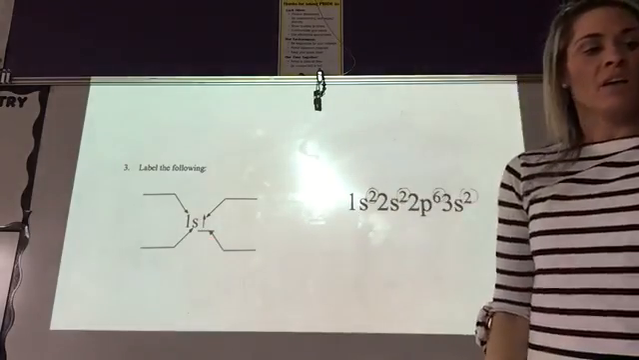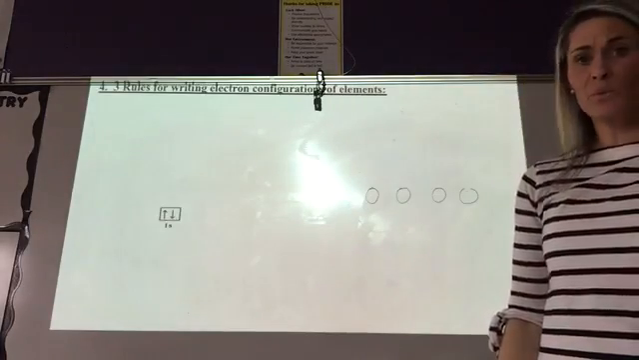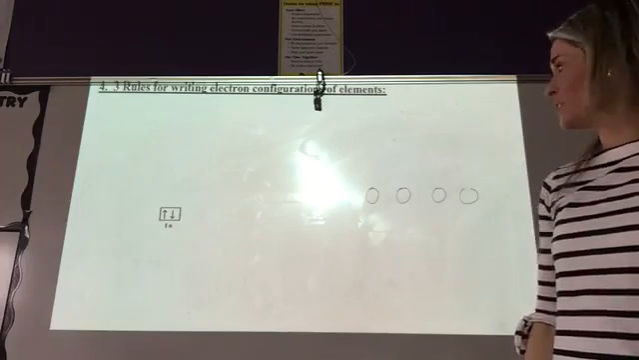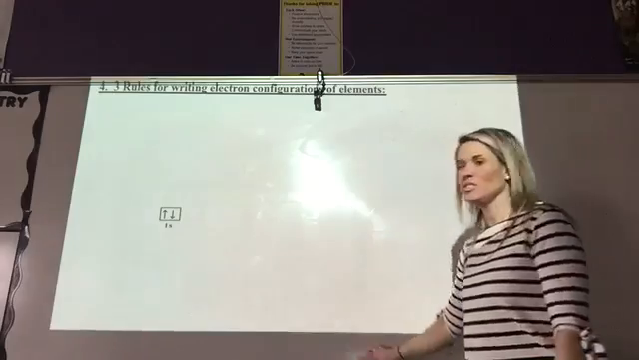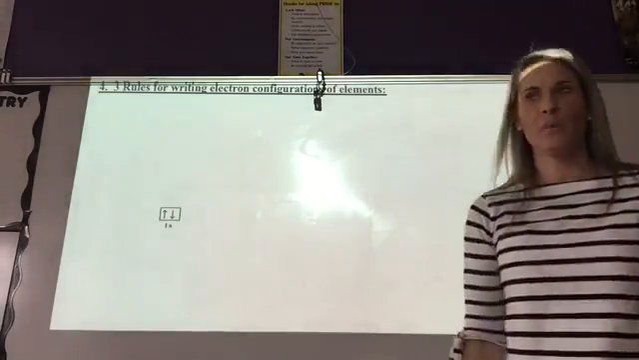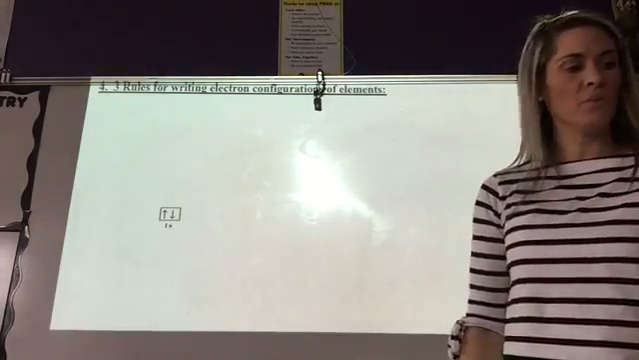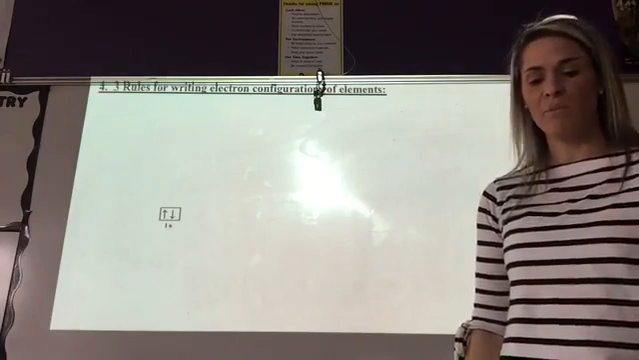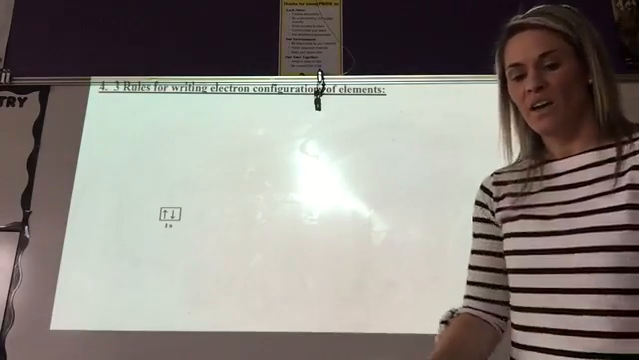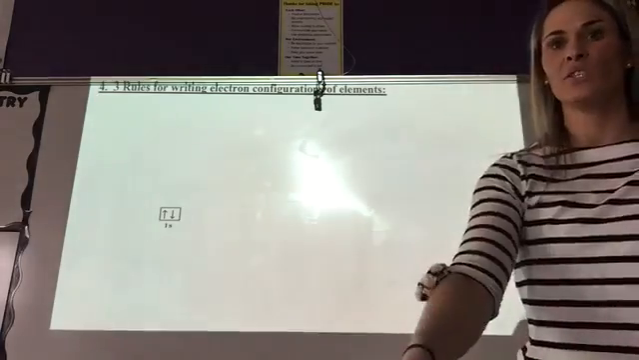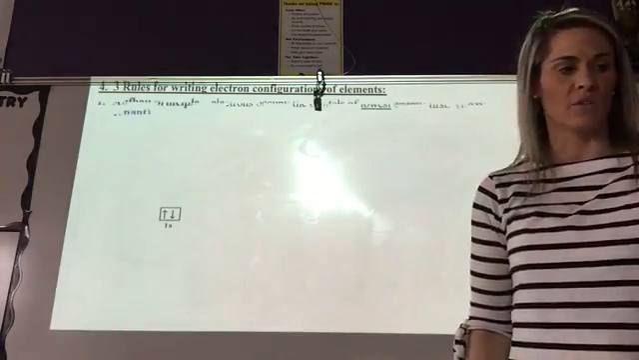Okay. Now, there are some rules for writing electron configurations. Okay, some of you saw some of these rules yesterday, and you were wondering, why do they fill, or why does it have that pattern? So these are the rules. I'm not going to make you actually memorize the names of these people, but this just helps us understand why we do what we do when we're filling in electron configurations.